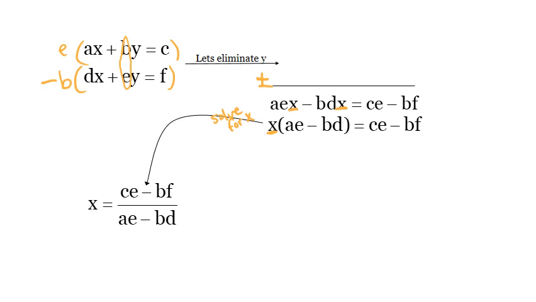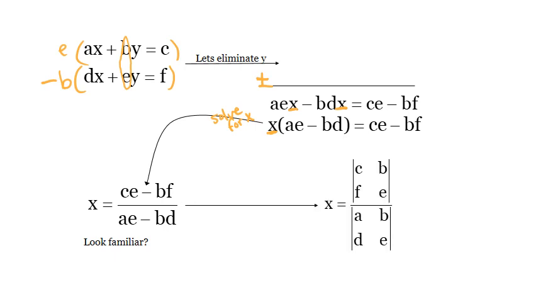I can see CE minus BF and AE minus BD, which is a form of a determinant. Okay, so that was our last video, was finding a determinant. So if you need to review that, please take a look. So what that means is I technically have the determinant divided by a determinant.